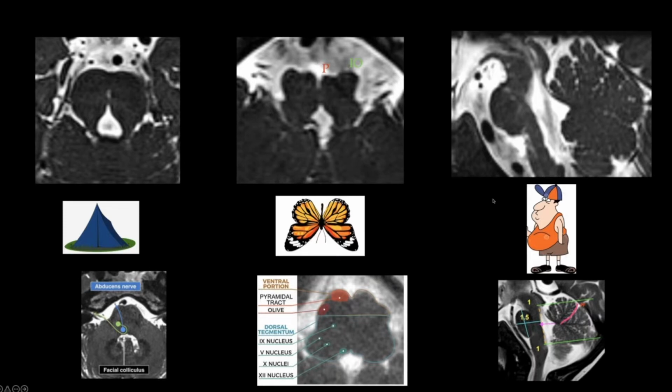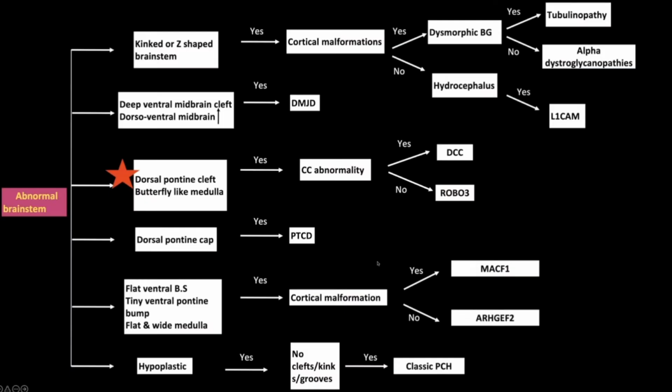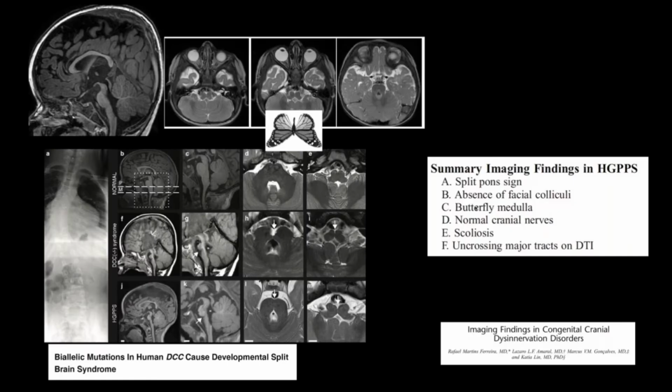So based on the imaging findings alone, one must think of ROBO3 mutations responsible for horizontal gaze palsy with progressive scoliosis. Another imaging differential which can be seen with almost similar brainstem findings is the DCC gene. But the DCC gene has abnormal corpus callosum in the form of agenesis or hypogenesis. This is just an outline of the abnormal brainstem. If there's a dorsal pontine cleft with a butterfly medulla and there's a corpus callosum abnormality, one must think of DCC, and if not, one must think of ROBO3 mutation. The scan was done recently, so I don't think we have a genetic diagnosis, but we're pretty confident of the diagnosis.